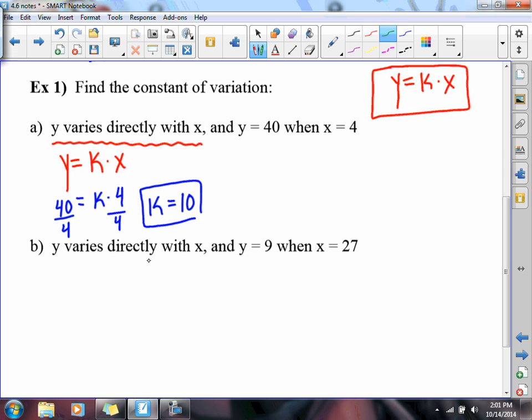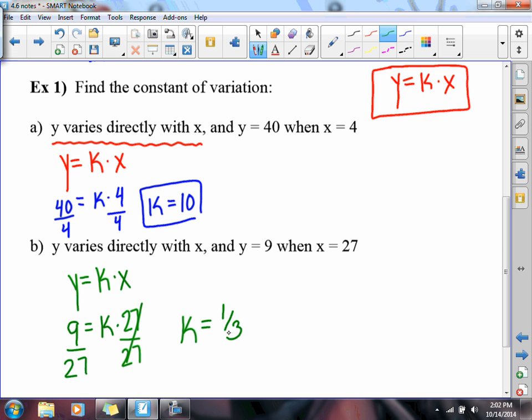It says y varies directly with x, so that means I'm going to use this equation, y equals k times x. That's my equation for direct variation. And now it tells me that y is 9 when x is 27. So I'm going to put 9 in for the y and 27 in for the x. And then I can solve for k. Now, I want to divide by the 27. A lot of times when students do this, they take 27 divided by 9 and they get 3. But this is 9 divided by 27. So you want to reduce that down to 1/3.